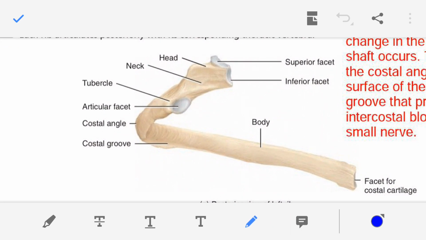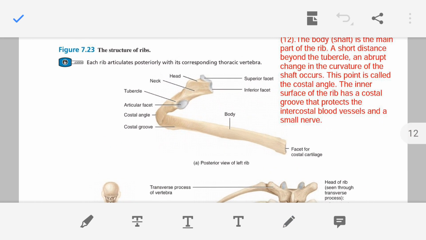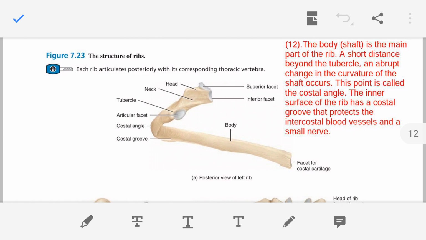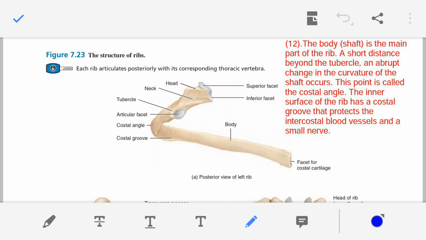you can see this is the rib. It was going straight, and then suddenly, this rib which is going straight, after the tubercle it is taking a sudden turn. Okay, so here where the body is taking the abrupt change or the sudden turn, that part is known as the costal angle. Okay, so this is the costal angle.